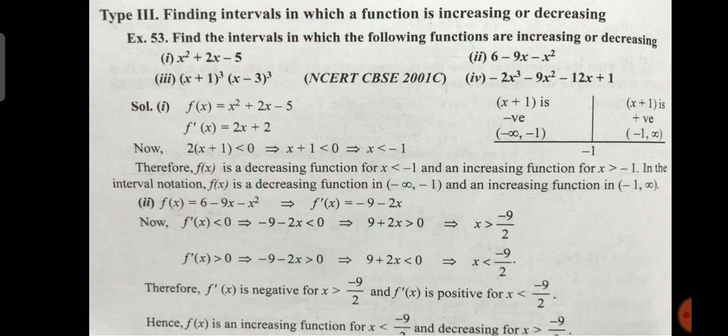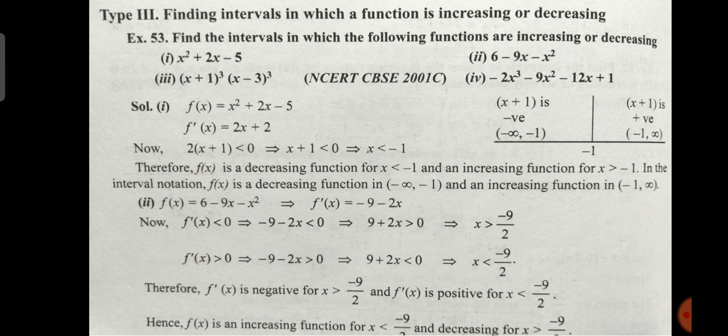And next is finding the intervals. How will you find the intervals of increasing or decreasing functions? For that, the first question is x square plus 2x minus 5. First you have to find the first derivative, 2x plus 2. Check where it is less than 0. Then x plus 1 less than 0. How will you find x plus 1 less than 0? That is x equal to minus 1.